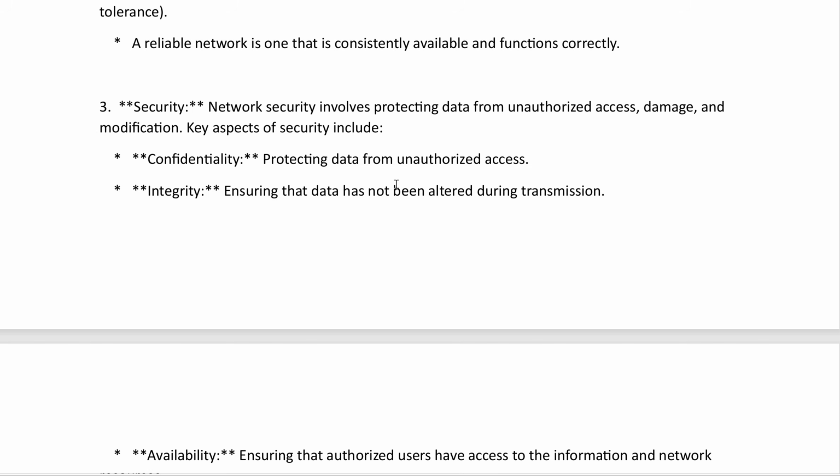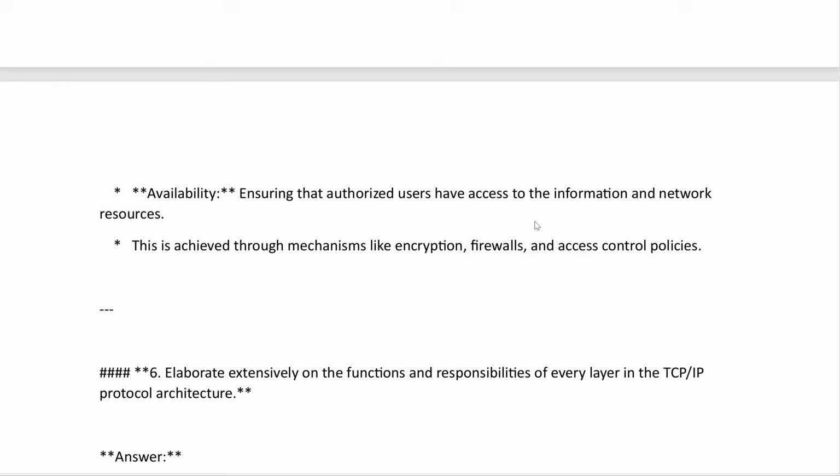Third is security. Network security involves protecting data from unauthorized access, damage, and modification. Key aspects of security include confidentiality. Confidentiality means protecting data from unauthorized access. Integrity means ensuring the data has not been altered or corrupted during transmission.